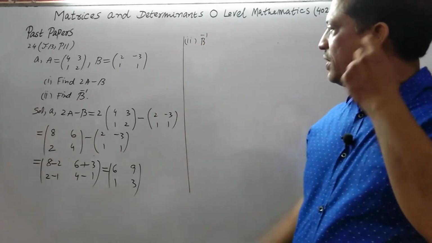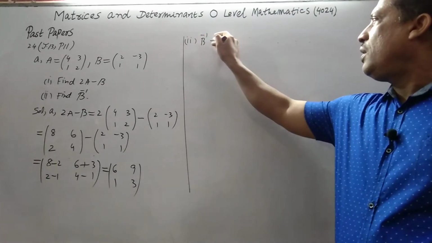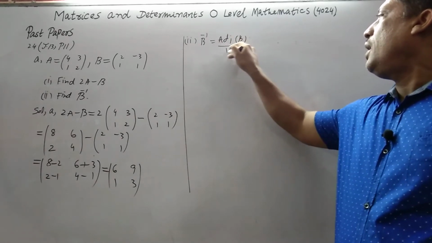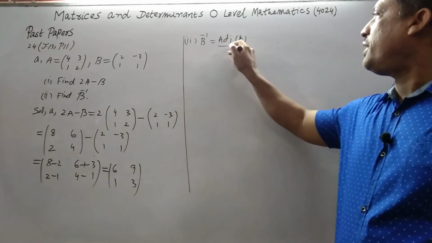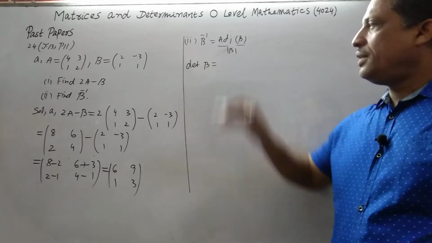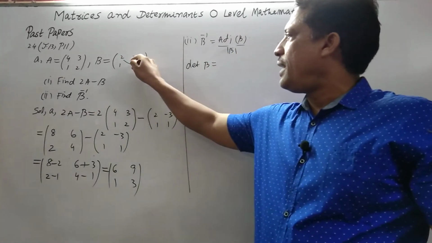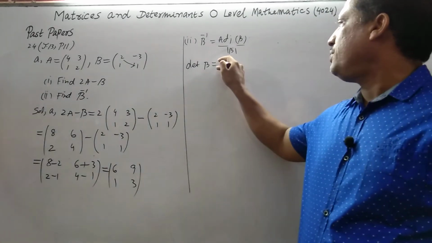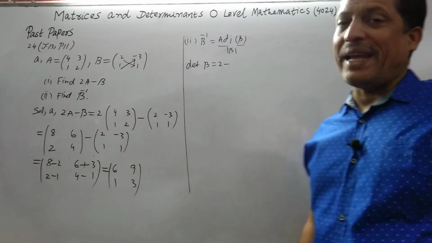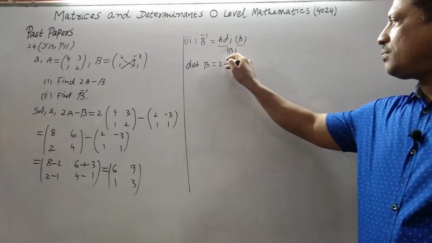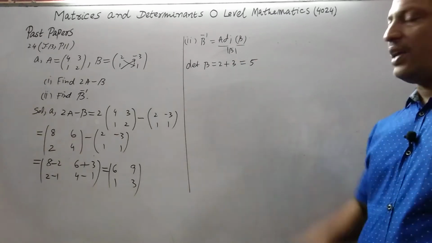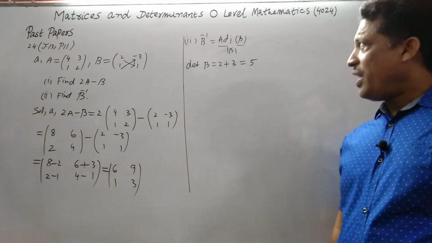Find B inverse. How to find B inverse? Again, we will use the formula of adjoint of B over determinant of B. How to find the determinant of B? Just multiply this element by this. 2 ones are 2, put a minus sign over here. 1 into minus 3 is minus 3. So this minus multiplied by this minus becomes plus 3. 2 plus 3 is 5. Therefore, the determinant of B is 5.